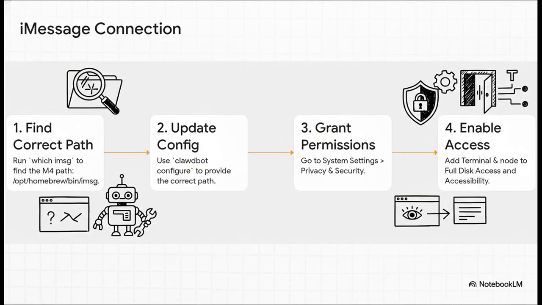And the solution here is a 2-part process. It's pretty clever, actually. First, you have to tell Clawdbot where to find the iMessage tool using its new address. Second, you have to dive into your system settings and explicitly tell macOS, hey, I trust this tool, give it permission to read my messages and control the app.